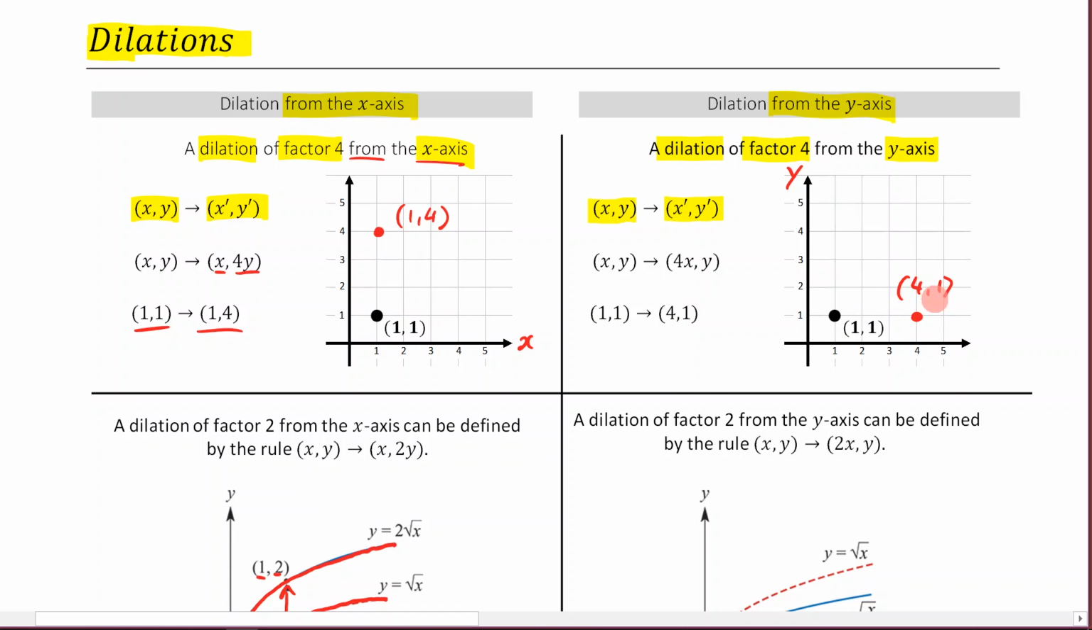So hopefully you can see what happened there. I took my x value and I multiplied it by 4. So yet again, this is where people get stuck. When I'm dilating from the y-axis, I'm multiplying my x value by the factor.